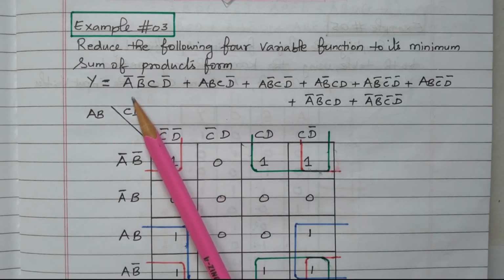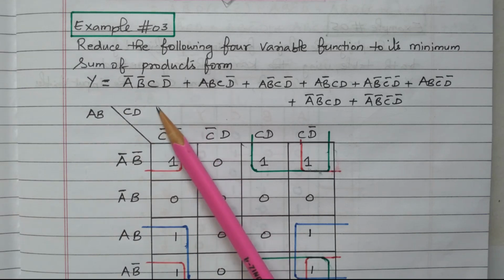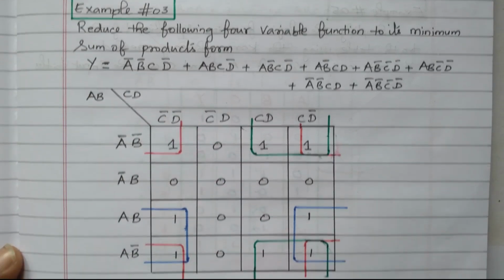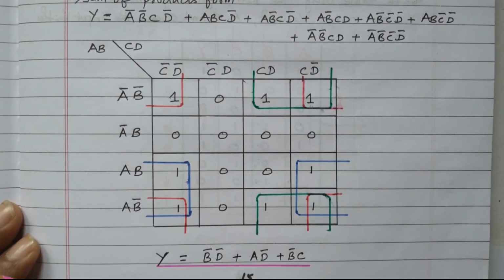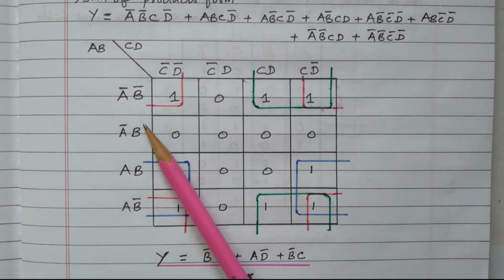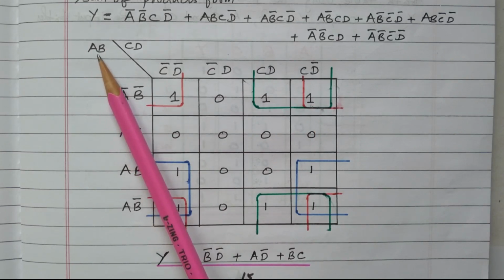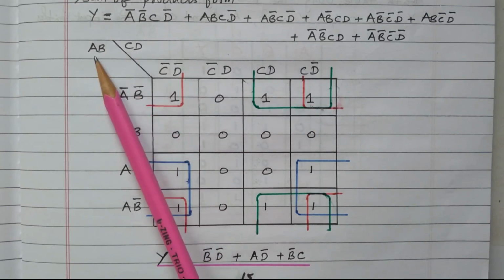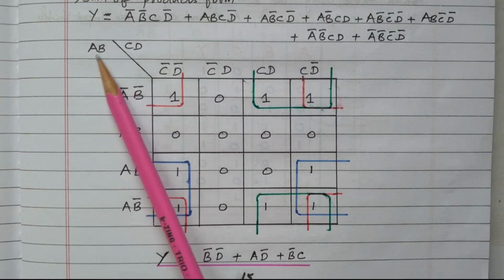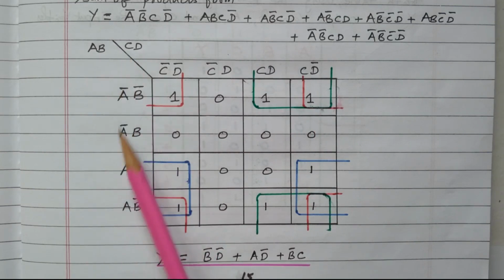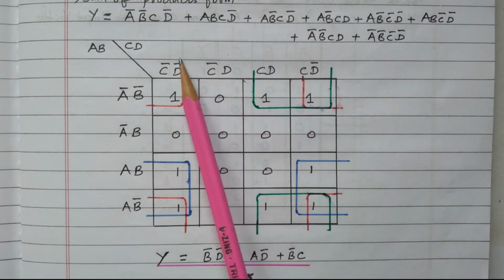Now we need to plot the K-map for these 8 terms, then we need to reduce the given expression. First we will plot the K-map. So there are 4 variables available a, b, c, d. A, B is plotted in vertical manner. C, D is plotted in horizontal manner.